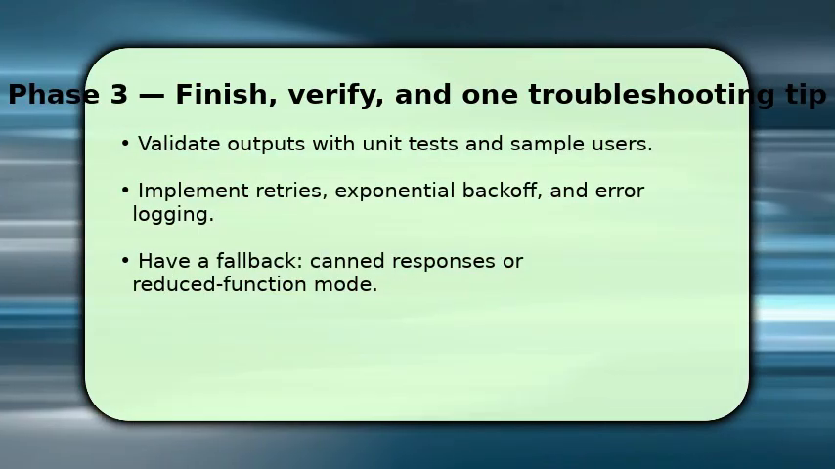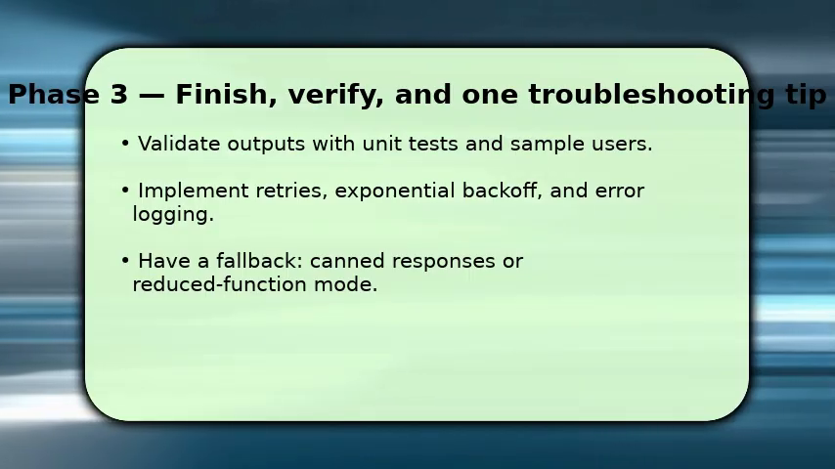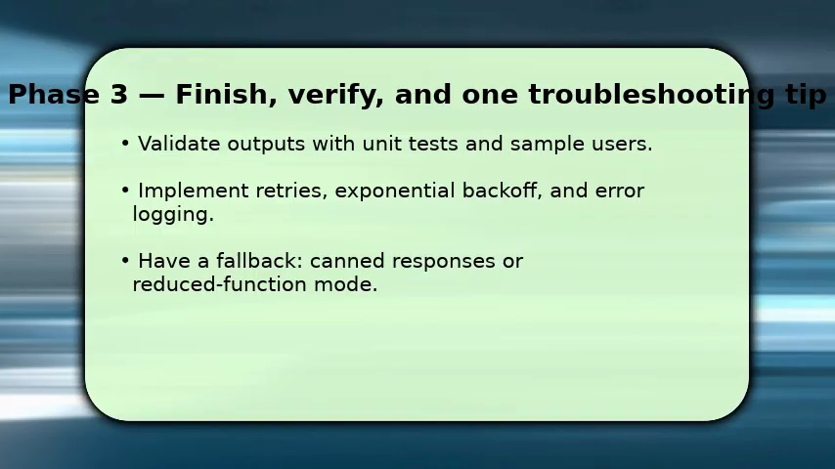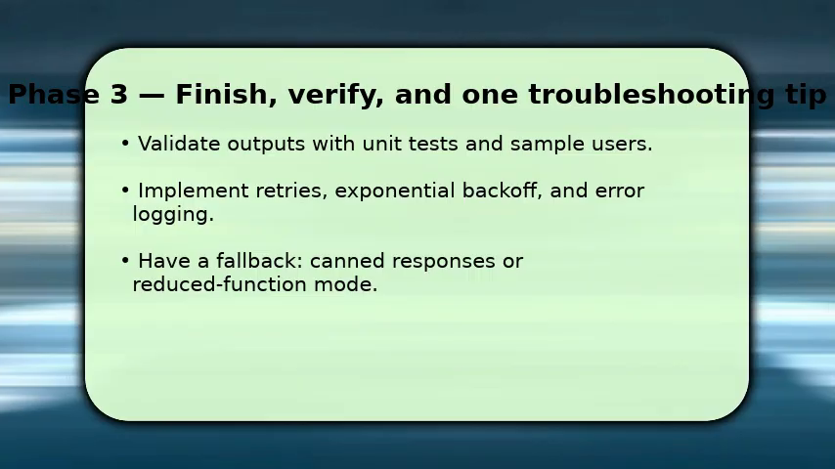You complete the process by validating and deploying the system safely. First, run unit tests and gather feedback from a few sample users to catch edge cases. Then deploy with monitoring and implement retries plus exponential backoff and robust error logging to handle transient failures. Make sure to include a fallback path, like a canned response or reduced function mode, so users still get value if the model fails. If things go wrong, check logs, reduce temperature, and rerun the failing prompt.